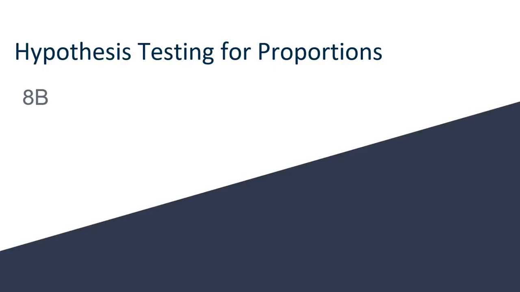8B, hypothesis testing for proportions. So we've looked at just the general hypothesis testing procedure, like what are we actually doing? Last lesson we talked about how to write the null and alternative hypotheses. So now we're actually going to perform a hypothesis test.